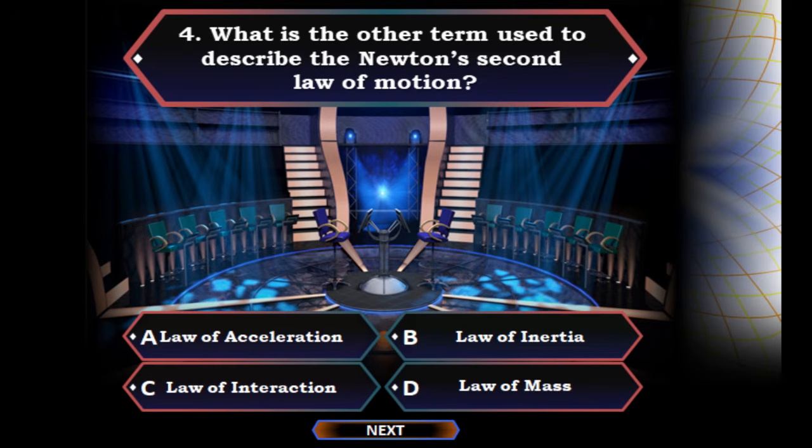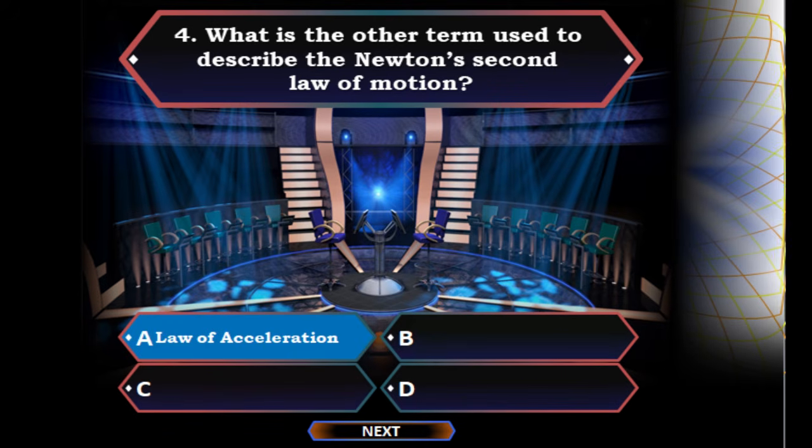Question number 4. What is the other term used to describe the Newton's second law of motion? A. Law of acceleration. B. Law of inertia. C. Law of interaction. D. Law of mass. The answer is letter A, law of acceleration.